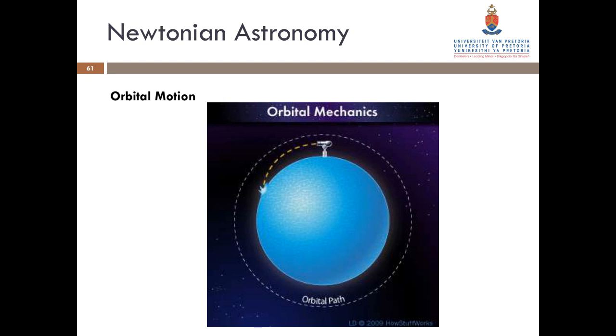If we want to leave Earth and go into orbit, you have to travel fast. If you want to go into a higher orbit, you increase your speed. If you want to go into a lower orbit, you increase your speed.